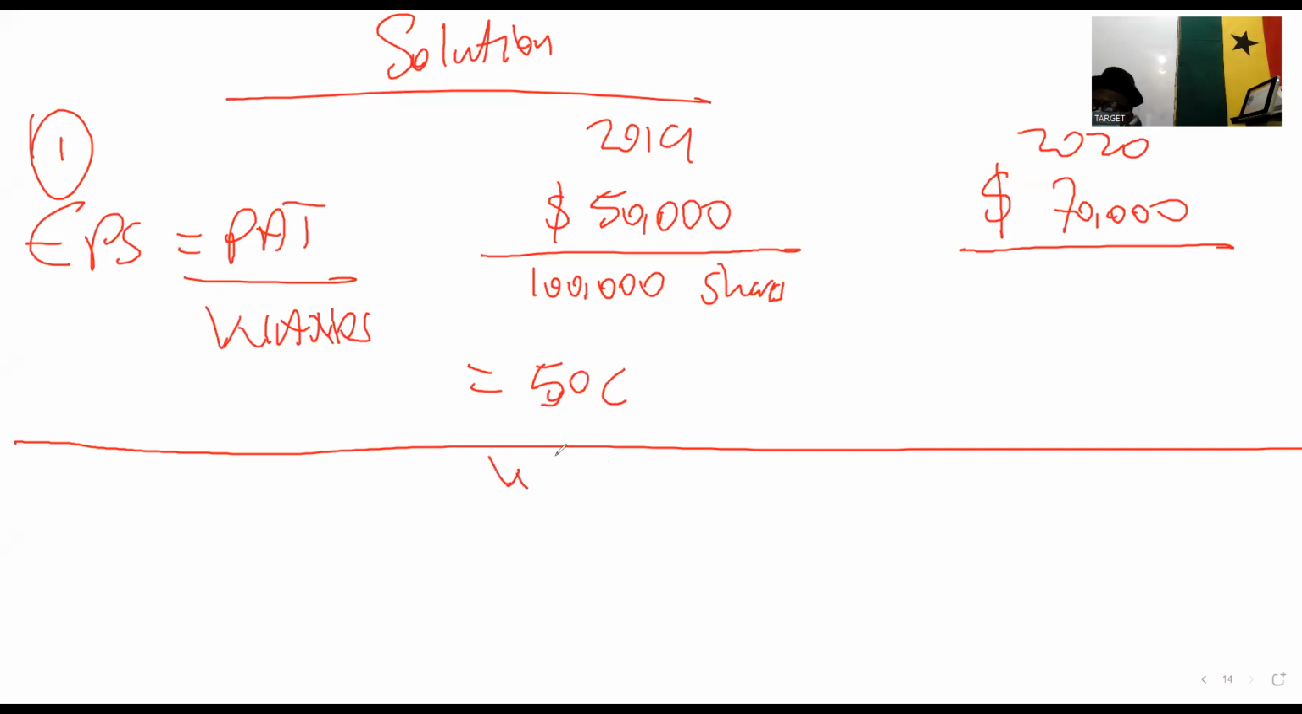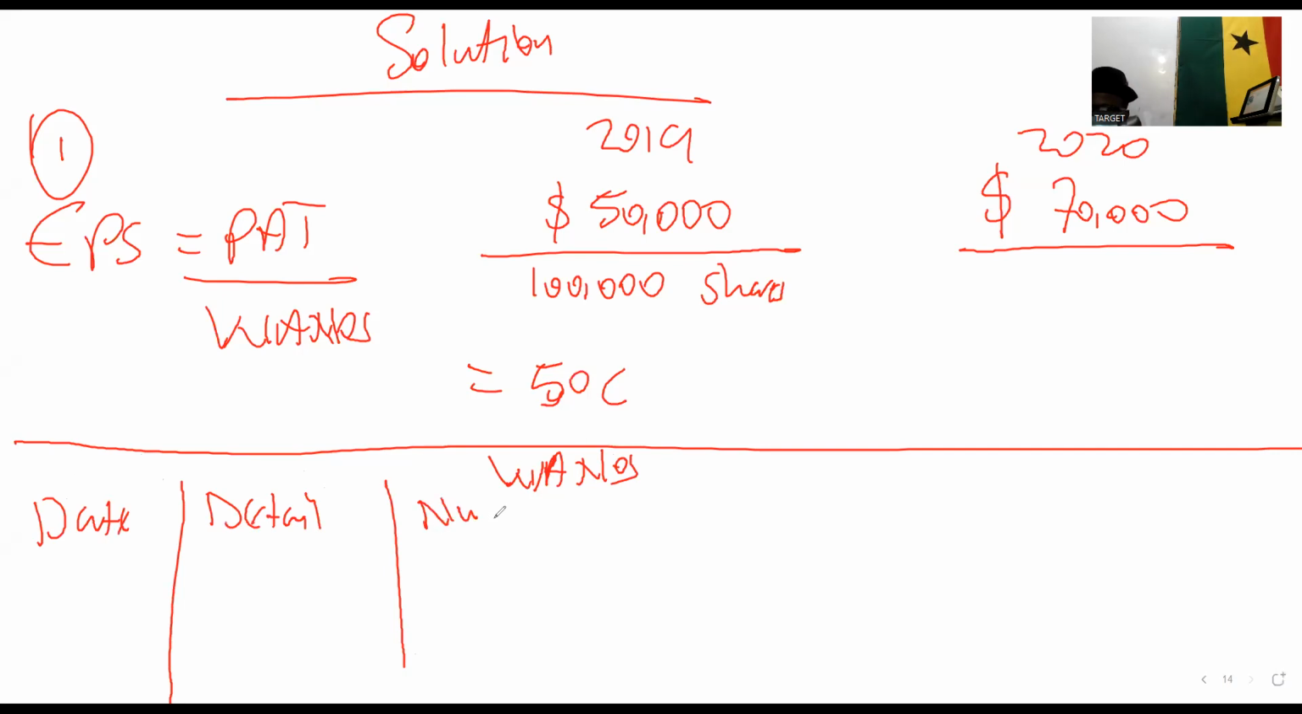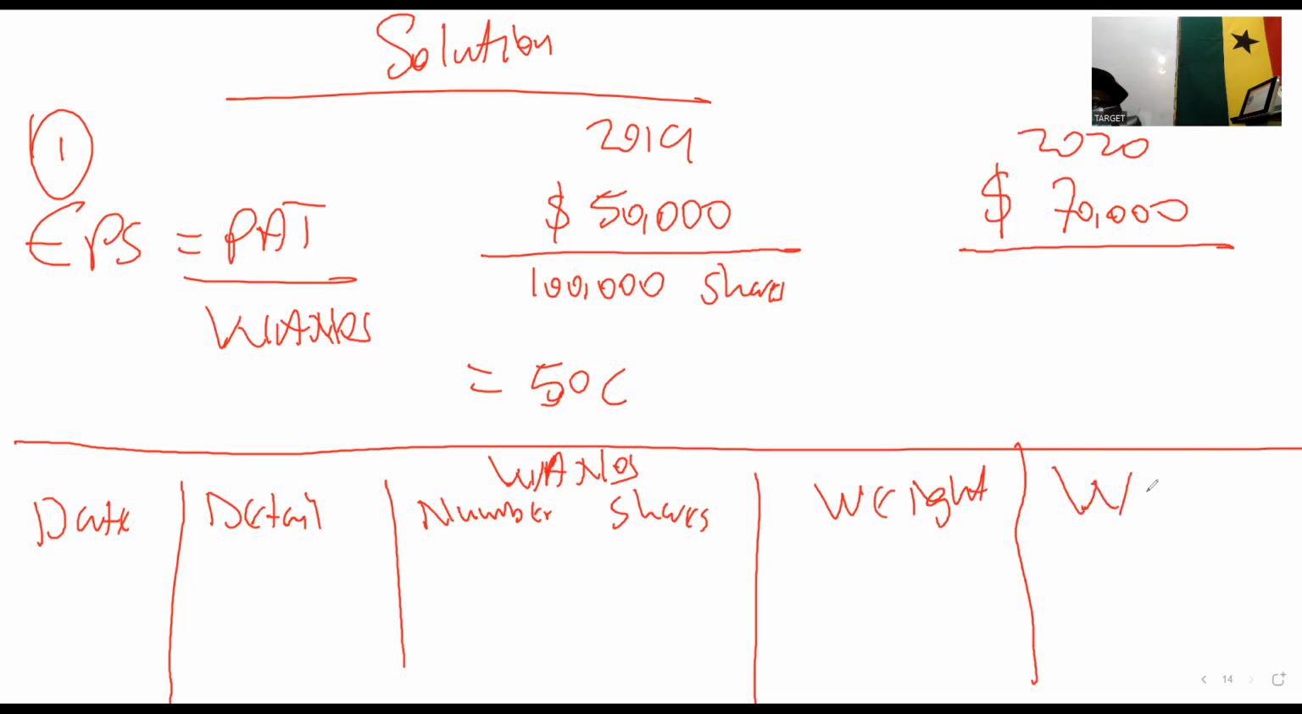Then write the weighted average number of shares. It's a very nice table. The table starts from date, right here the narration or detail, right here number of shares, right here the weight. Then write here weighted average number of shares. Wow.